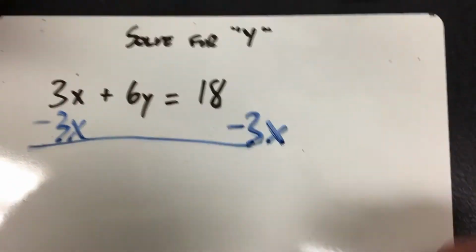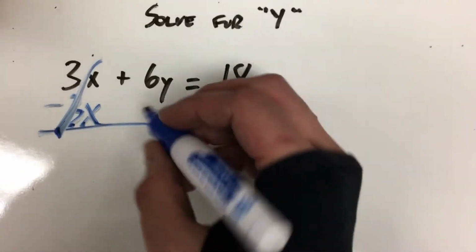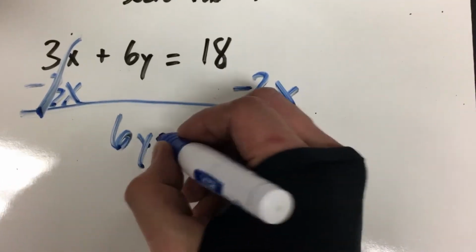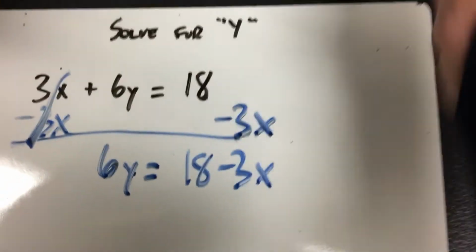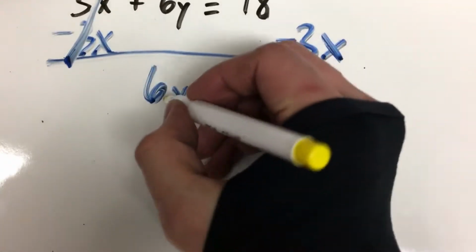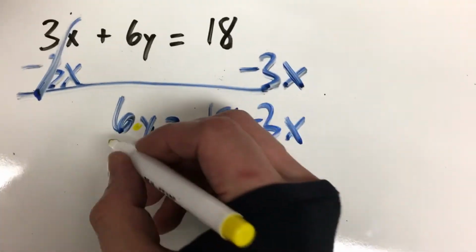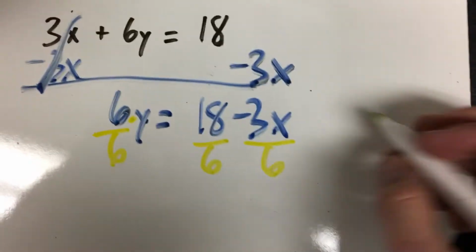Whatever you do on one side, you do the same thing on the other. 3x minus 3x is nothing. You're left with 6y equals 18 minus 3x. You cannot subtract an 18 with a 3x, so I just have to keep it like that. Here, the letter y is now being multiplied by 6. I want to undo multiplying with dividing. Here, here, here, all 3 places.